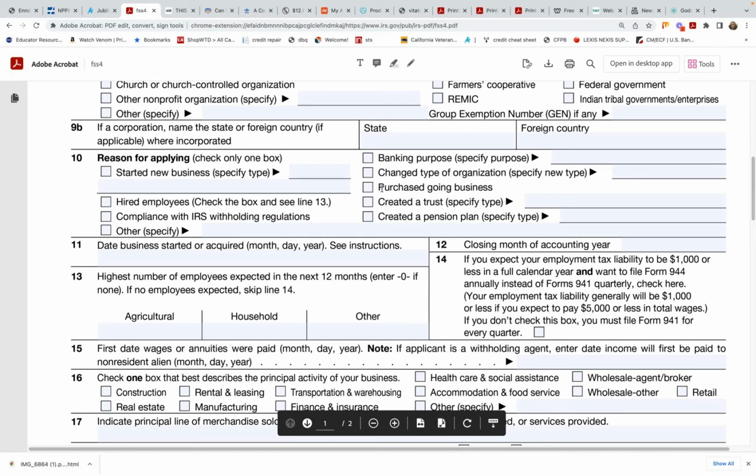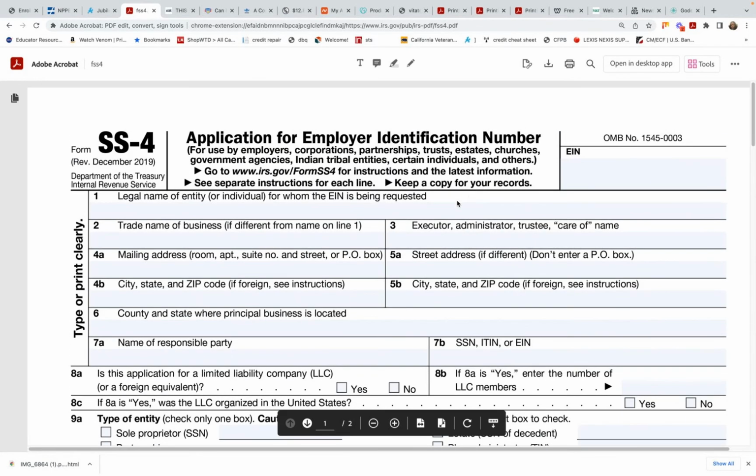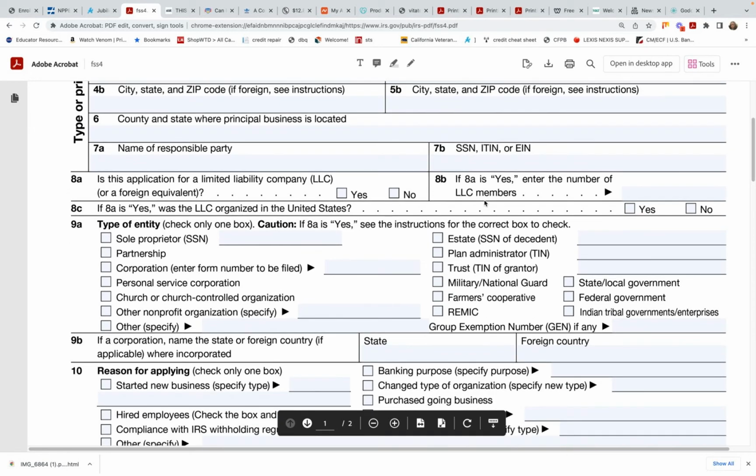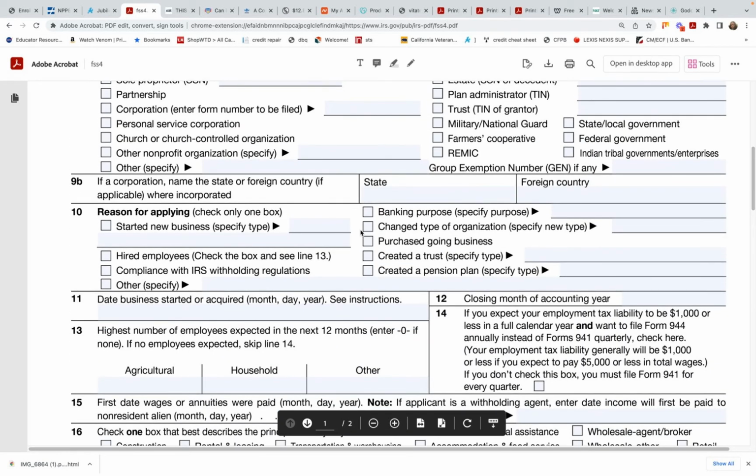Purchased going business. Now, this is something y'all may not know. You can purchase someone else's business, but the IRS does not like you to use their EIN because it is not assigned to you. As y'all can see up here on the page, they ask you about responsible party. It's linked with somebody's social, and that's not going to be you because you purchased somebody else's business.